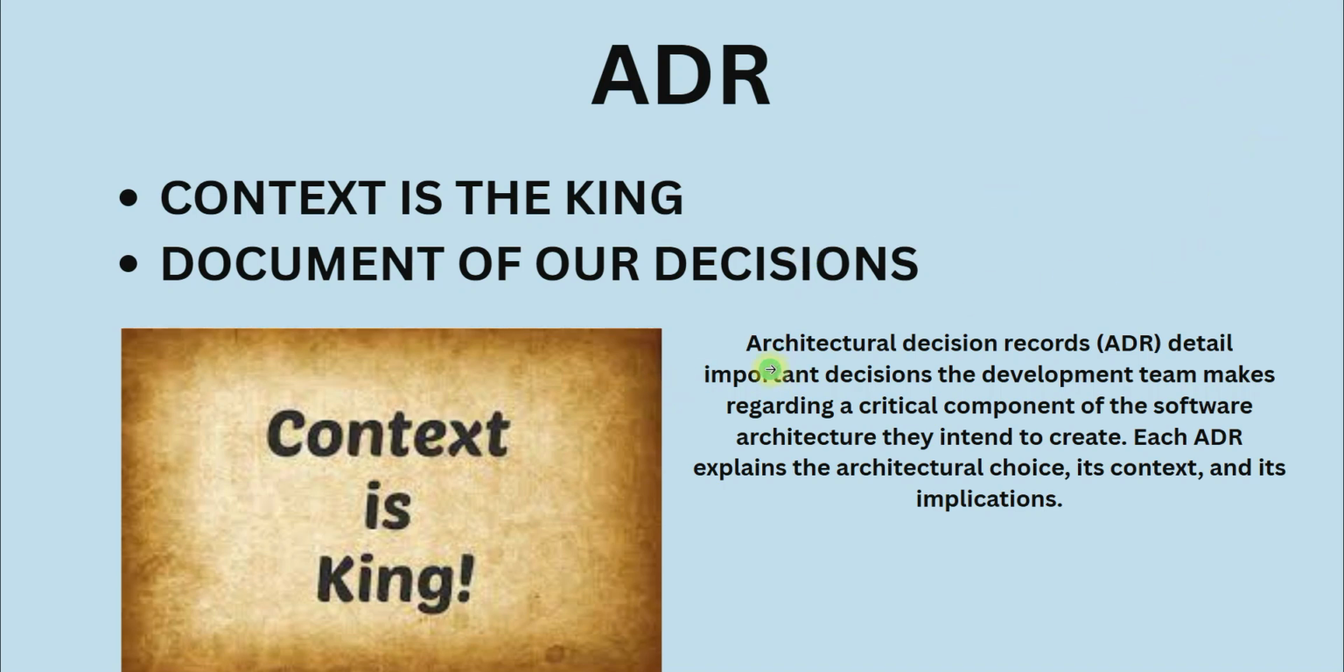If you see the definition, architectural decision records detail important decisions the development team takes regarding a critical component of the software architecture. Important decisions of critical components they intend to create. Each ADR explains the architectural choice. So the alternatives, whatever we list, in that list we choose the best one for our problem. That's the context, and its implication. We also note the consequences of the choice we have made.